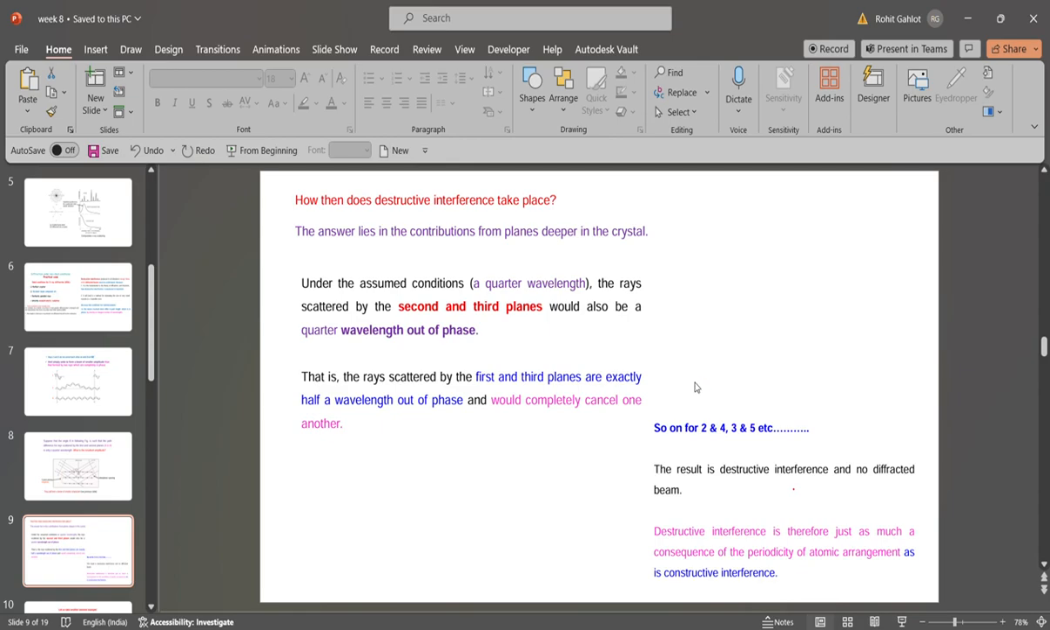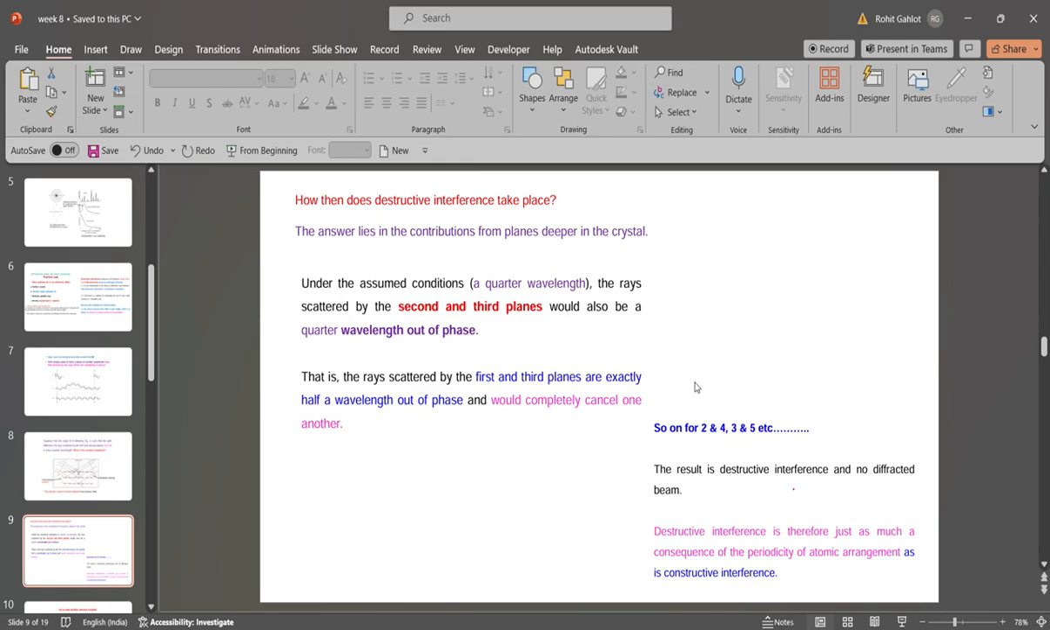So we can say that when the path difference is exactly one half of your wavelength, then they cancel out each other. Okay. In the lectures we discussed that destructive interference is just as much a consequence of the periodicity of the atom's arrangement as it is for constructive interference.